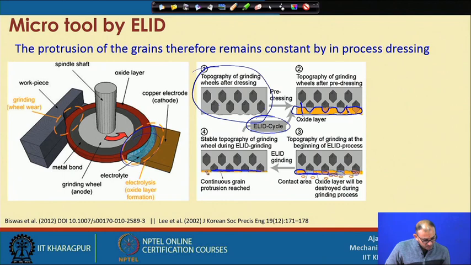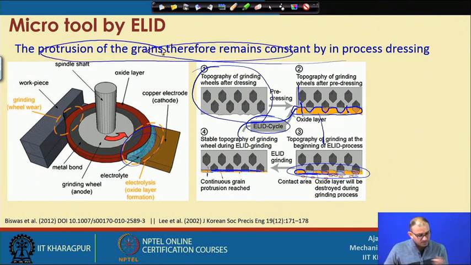Once you get this lesser thickness, your ELID cycle will start again, and it will further create the oxide film. You continue the operation with this oxide film, it will reduce the oxide film by the grinding operation, and again go to this location. This will continue till you consume the grinding wheel. So, the objective here is that every time you get a constant protrusion of the grain, and that is the good reason for using this particular process for fabrication of different types of shapes on the micro cutting tool.